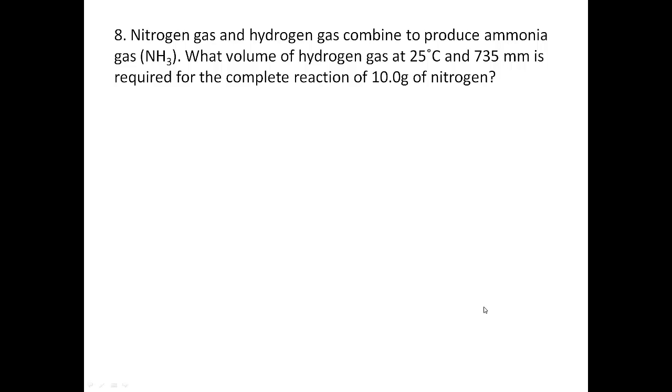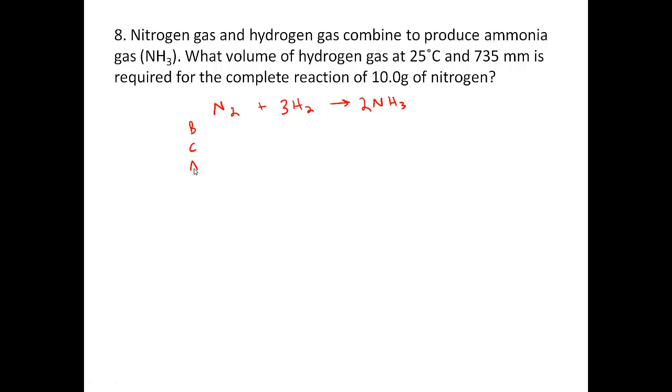Okay, last one. Looks like we've got a reaction, nitrogen gas and hydrogen gas combined to produce ammonia. Let's write that out real quick. Nitrogen, N2, plus hydrogen, H2, react to form ammonia. Let's go ahead and balance this. So we've got 2 nitrogens. We're going to need a 2 here. We've got 6 hydrogens on the right. That means we're going to need a 3 here.